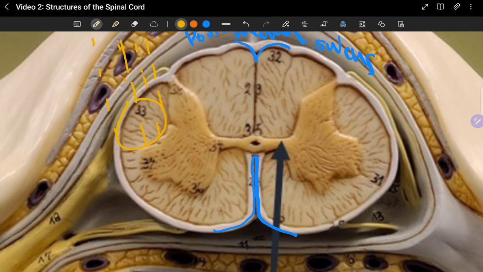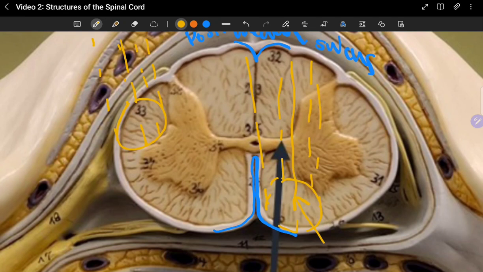However, because they are harder to identify on here, they're less likely to be lab exam questions. So theoretically, if I put an arrow on this area here, we would know that's where we would expect to find our anterior column going up and down like this. But because that is hard to visualize, I'm not going to ask it.